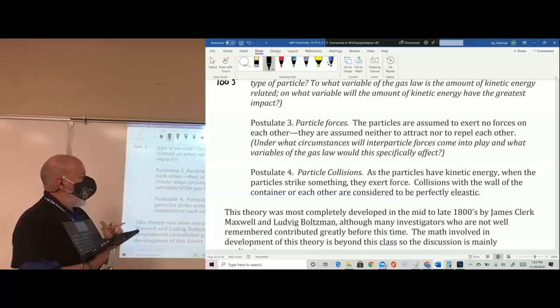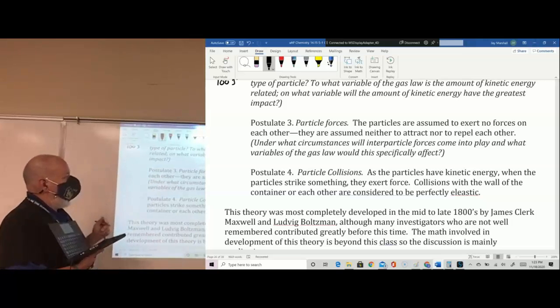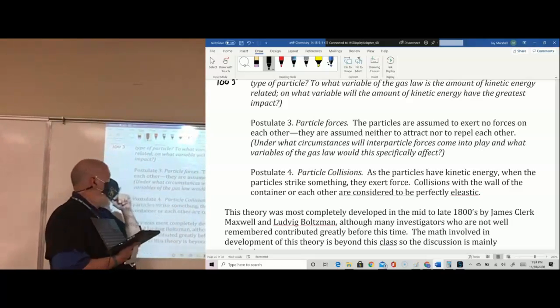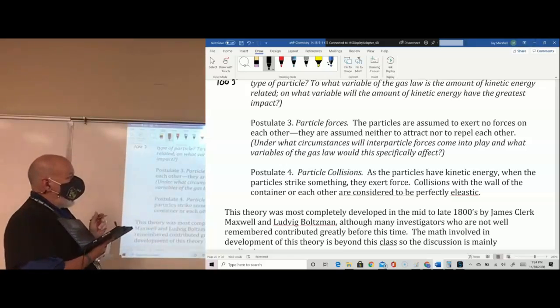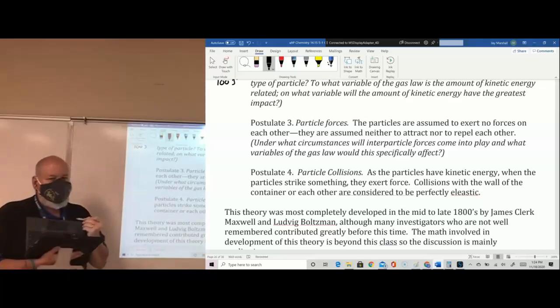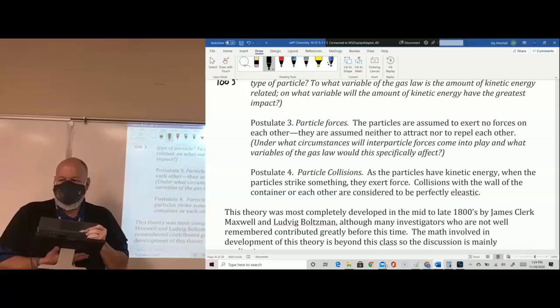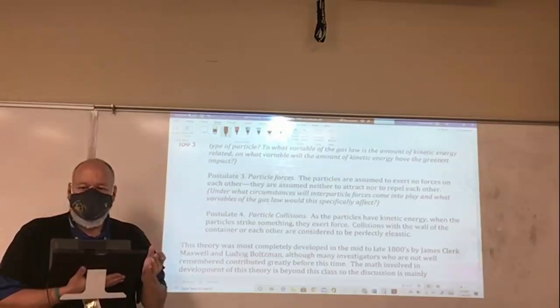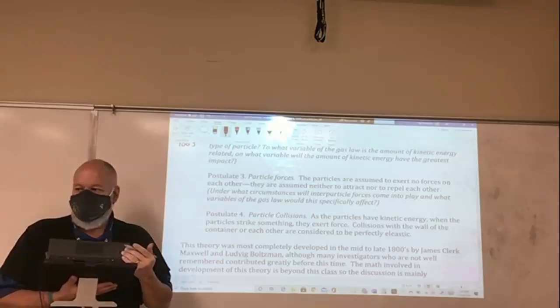Okay? Particle forces. The particles are assumed to exert no forces on each other. They are assumed neither to attract each other nor to repel each other. Under what circumstances will interparticle forces come into play, and what variables of the gas law would this specifically affect? Okay? When is it that interparticle forces start to become exerted? Remember, we said in gases, we assume that there are no interparticle forces. But under what circumstances will forces of attraction between particles start to come into play?